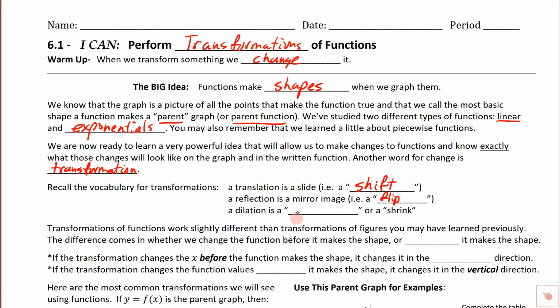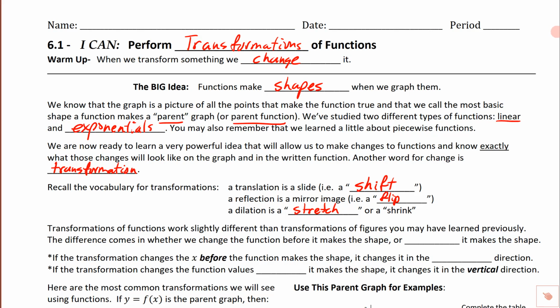And then a dilation is a stretch or a shrink. So stretch or shrink is a dilation. A flip is a mirror image across a line of symmetry or reflection line. And then a shift is when we slide the graph up, down, right, left, do something like that.